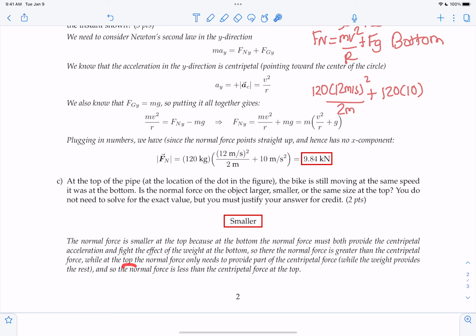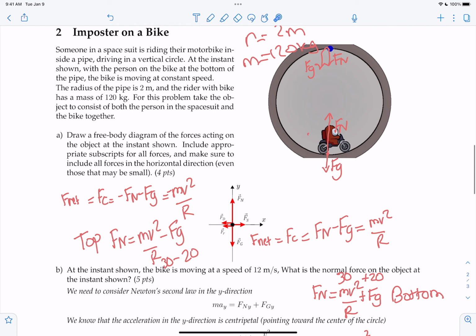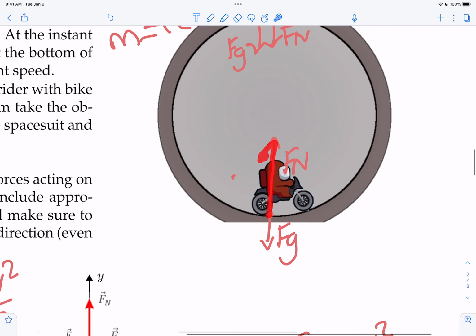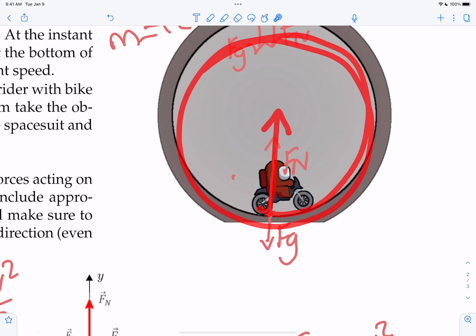But at the top, normal force only needs to provide part of the centripetal force, while the weight provides the rest. So the normal force is less than centripetal force at the top. So here, normal force has to really push hard to overwhelm gravity in order for it to provide a net force, a centripetal force towards the center to keep us moving in a circular motion.